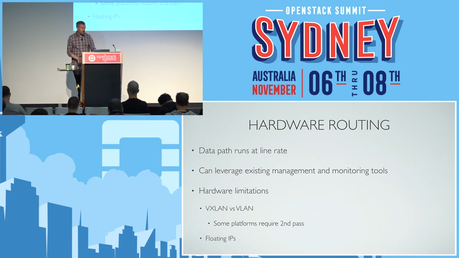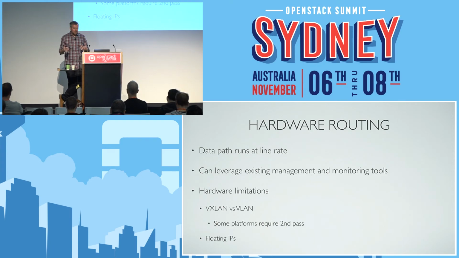Also, when it comes to hardware, hardware is a finite resource. So you can have different limitations depending on the particular silicon that's being used in terms of VXLAN or VLAN, and how does it do overlay routing? Some platforms do overlay routing very well. Some platforms don't do overlay routing so well and require second passes or other tricks to make it work. Some platforms have a wide number of VRFs available on the boxes. Some have very few. So you have to deal with that.